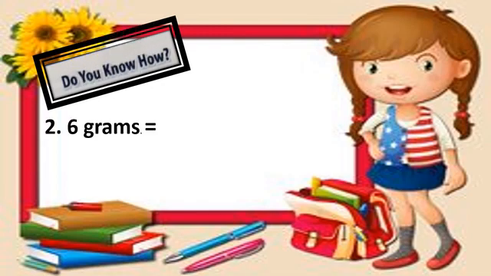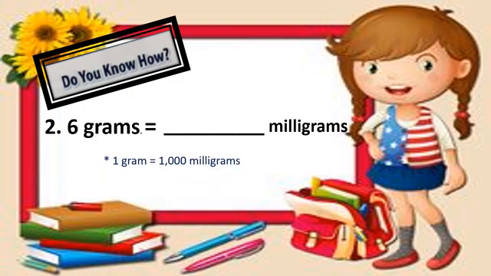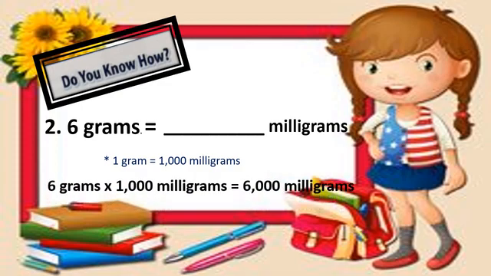Let's convert 6 grams to milligrams. We are going to use the conversion 1 gram is equal to 1000 milligrams. So from larger unit to smaller unit, multiply. So 6 grams times 1000 milligrams is equal to 6000 milligrams.